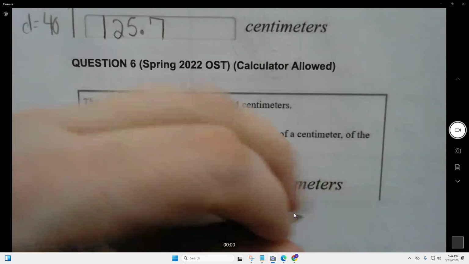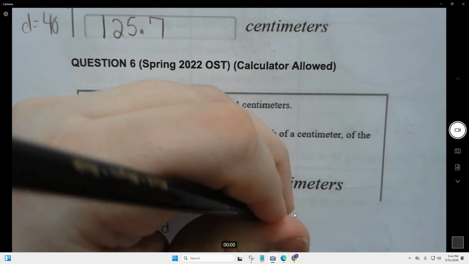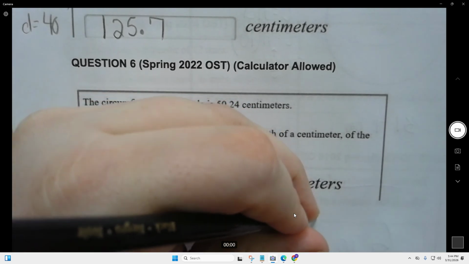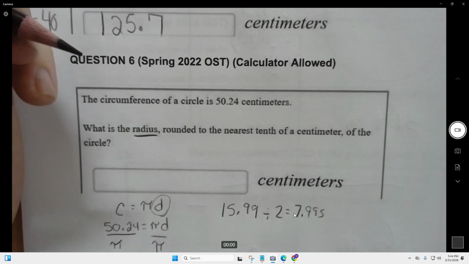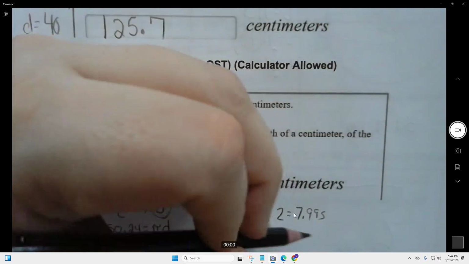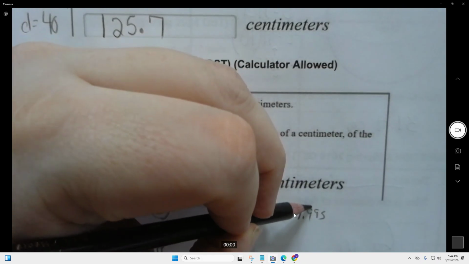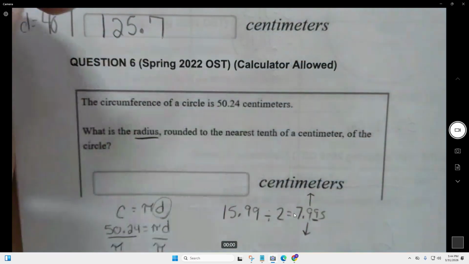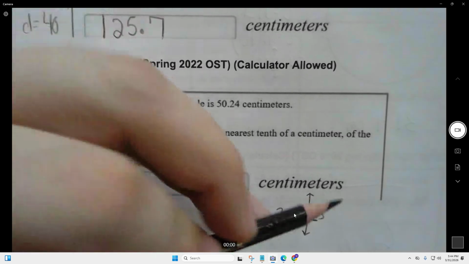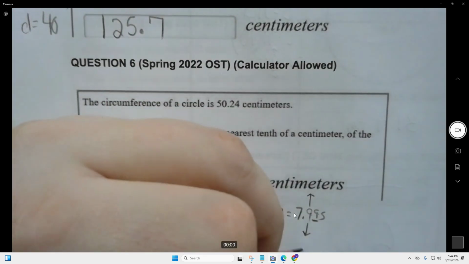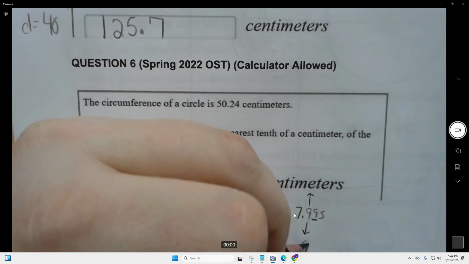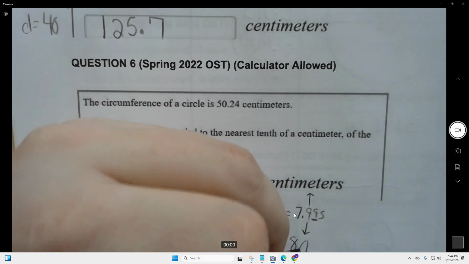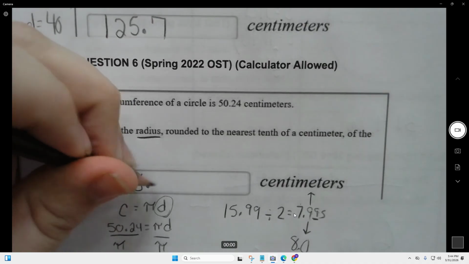And that gives you 7.995. Now, this needs to be rounded to the nearest tenth. So this will either round up or down based off of this. This is a 9, so this is going to round up. That's going to push that up to 0, which will push this up to 8.0 centimeters.